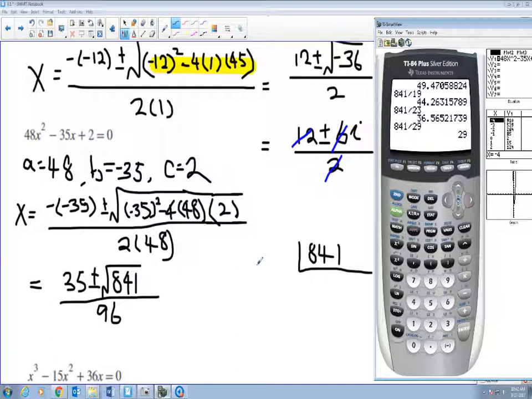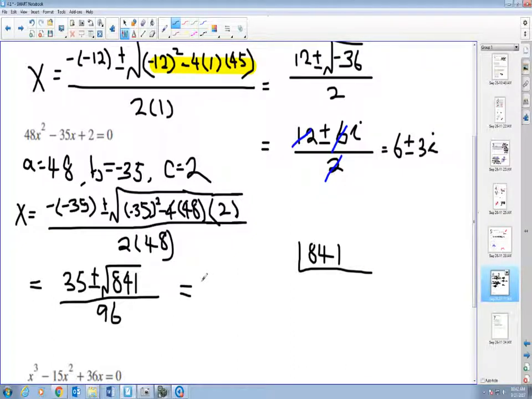29 times 29 is 841. So that means this problem could actually be factored. I just didn't work hard enough thinking about it. I sure didn't.